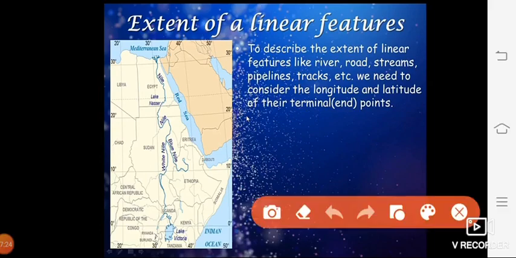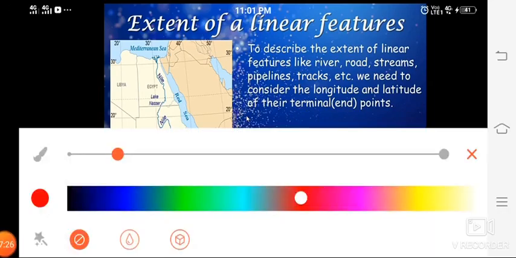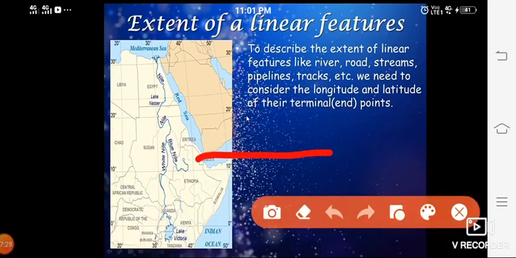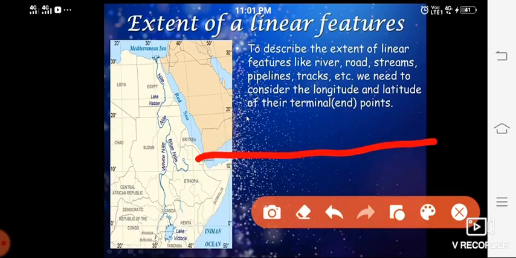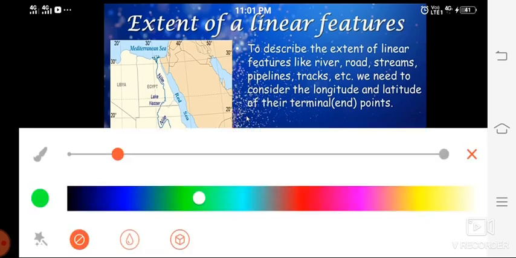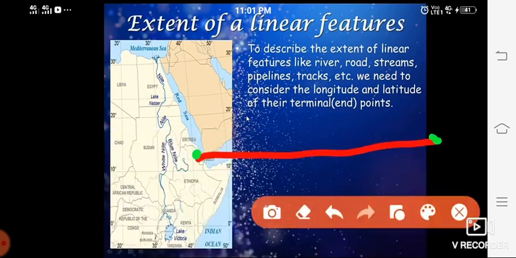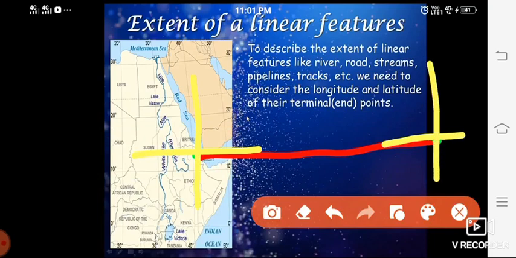Shall I explain what it means? Suppose this is a road. I want to know its extent. So we require its starting and ending point, and then we require its latitudinal and longitudinal extent, again latitudinal and longitudinal extent, and this will tell us the extent of the road.